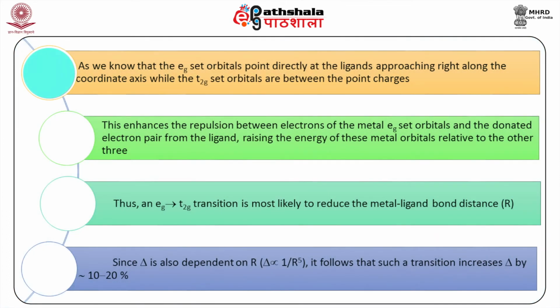As we know, the eg set orbitals point directly at the ligands approaching right along the coordinate axis, while the t2g set orbitals are between the point charges. This enhances the repulsion between electrons of the metal eg set orbitals and the donated electron pair from the ligand, raising the energy of these metal orbitals relative to the other three. Thus, an eg to t2g transition is most likely to reduce the metal-ligand bond distance R. Since delta is also dependent on R, it follows that such a transition increases delta by 10 to 20%.